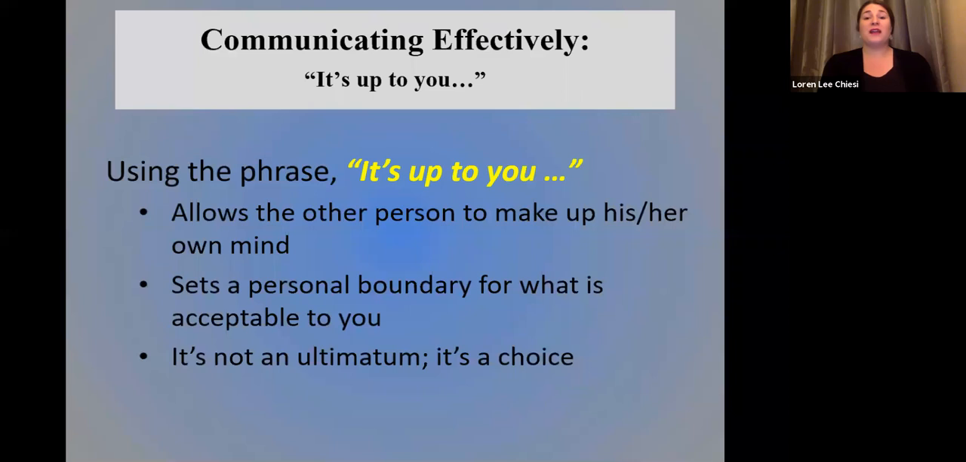And it's also not an ultimatum, it's a choice. Every time you say something like it's up to you at the end, you are giving the person a choice. It's not the end of the line. It's not, I'm not doing it. It's giving the other person the opportunity to reflect on the decisions that you've given them, the choices that you have provided.